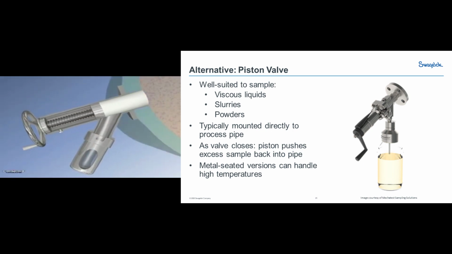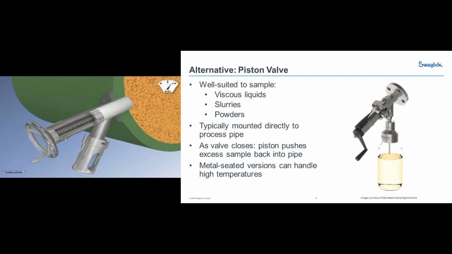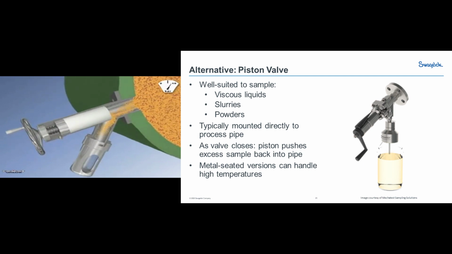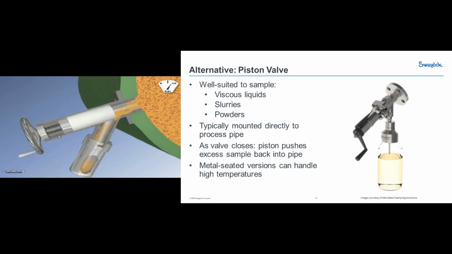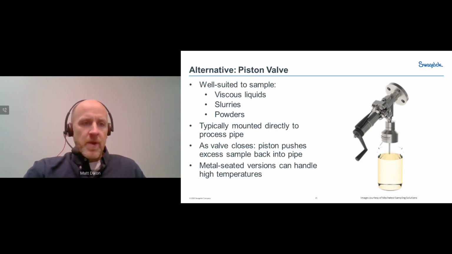Here we can see an image of a piston valve and how it works. In this case, it's showing it sampling a powder, but in reality, it can also be used for viscous liquids. You rotate the handle to draw the piston back, and that allows the viscous liquid or powder to flow into the bottle. You can adjust the flow rate by opening or closing that handle more or less. Then, when you're done sampling, you can rotate the handle to push the piston back forward, which in turn pushes any material from the inlet of the valve back into the pipe.